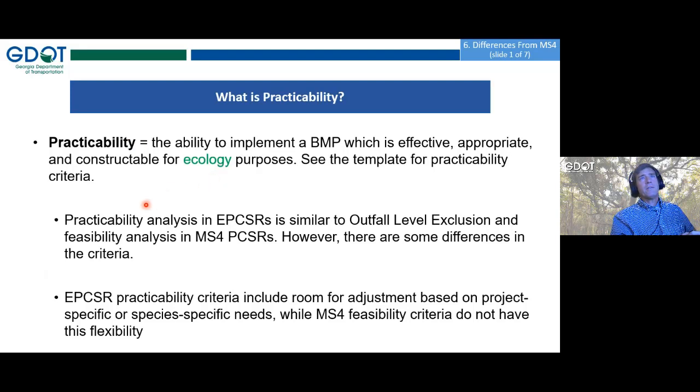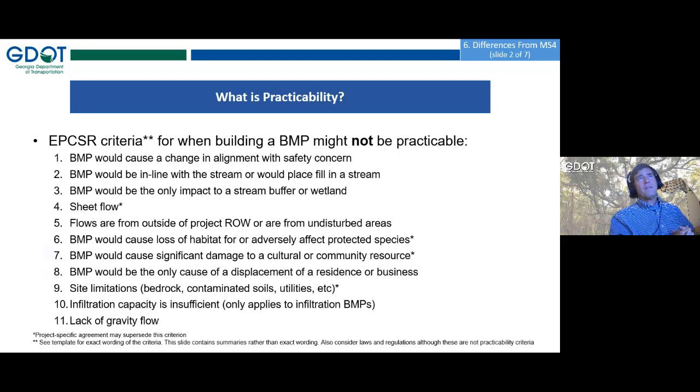Now, practicability analysis in the Ecology post-construction stormwater report is similar to outfall level exclusion and feasibility analysis for MS4. However, there are some differences in the criteria. Additionally, practicability criteria include room for adjustment based on project-specific or species-specific needs, while MS4 criteria do not have this flexibility. Here's a list of Ecology post-construction stormwater report criteria for when building a BMP might not be practicable. See the Ecology post-construction stormwater template for exact wording, found on the roads website that we talked about earlier. Also note that there is a star beside each criterion which can be overridden via project-specific agreement.